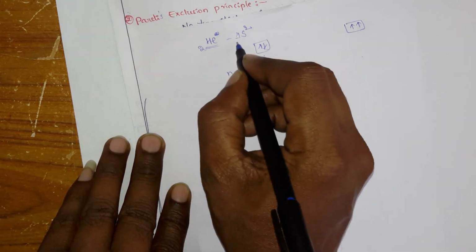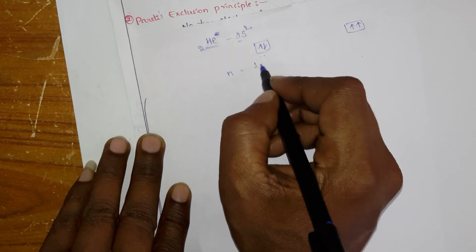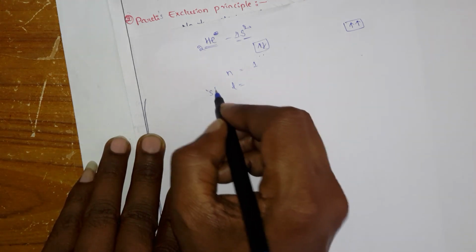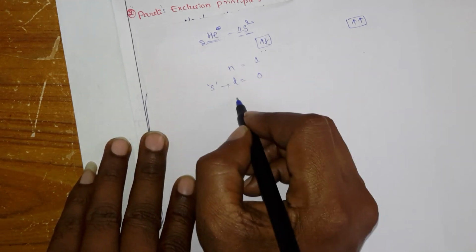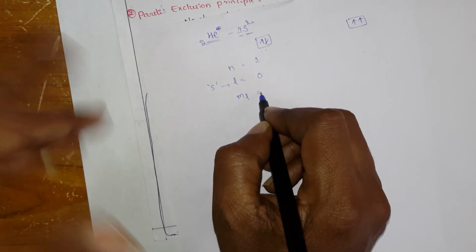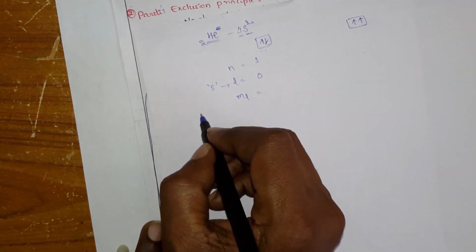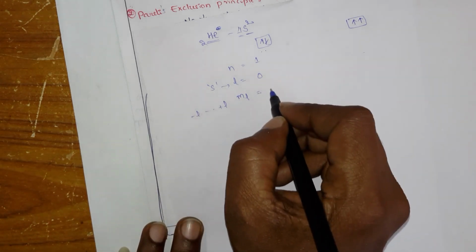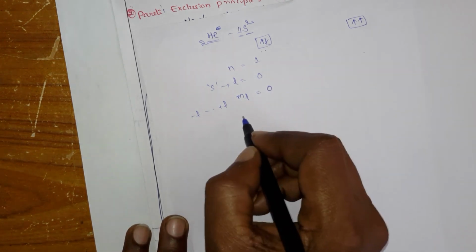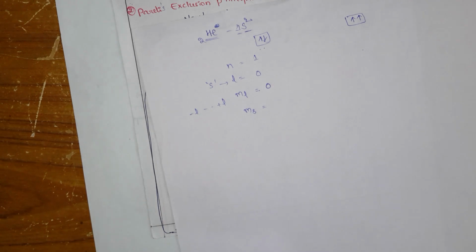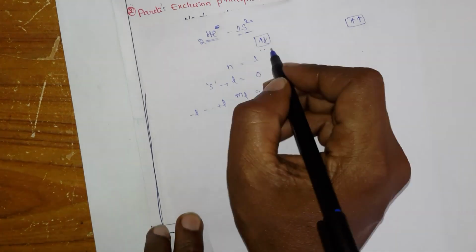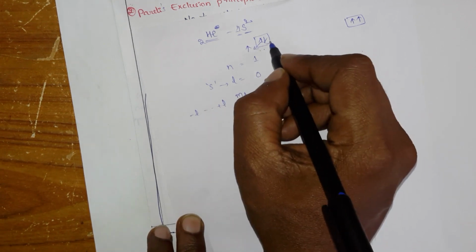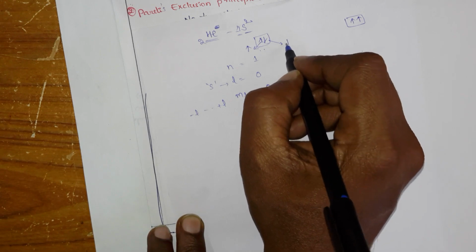For this, 1s2 means n is 1 and it is an s orbital, so the l value is 0. And what is the ml value? You know that for each l value the ml values are from minus l to plus l including 0. So already l is 0, so ml also should be 0. And whatever the ms, I am writing first for the upward electron, and next the downward electron.